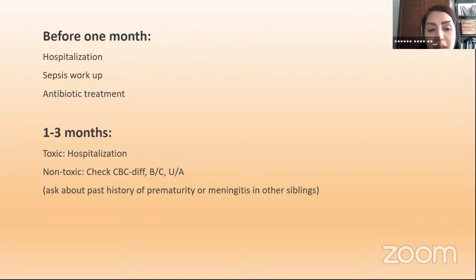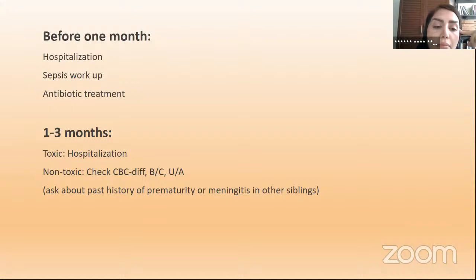Actually, this age is borderline. You should think about everything, the general situation, the situation of parents, and decide what to do. But if your child is non-toxic, you can wait, check, for example, CBC, send blood culture, UA, and decide after the results.